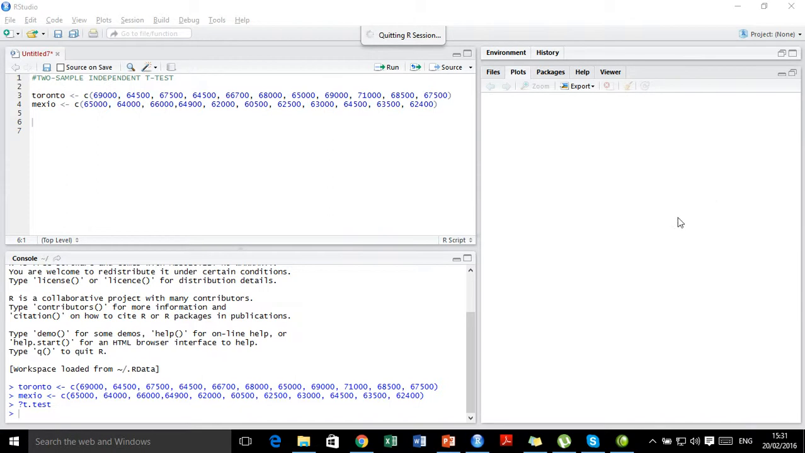Now let us take this to RStudio. I've already entered the data. I've recorded the cost of the families in Toronto in a vector and named it Toronto, and the cost of the families in Mexico in a vector and named it Mexico. Now, I'm going to use the t-test to test the hypothesis H naught, such that mu of x is equal to mu of y, against H1, such that mu of x is not equal to mu of y. And we're going to take our alpha as 0.05, that is, at 5% level of significance.